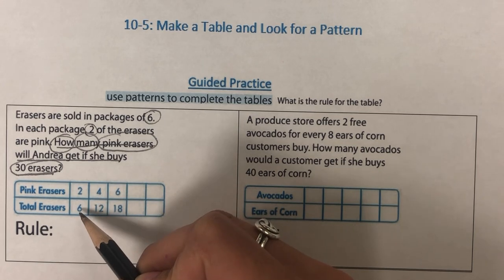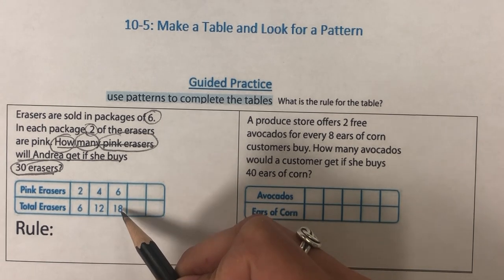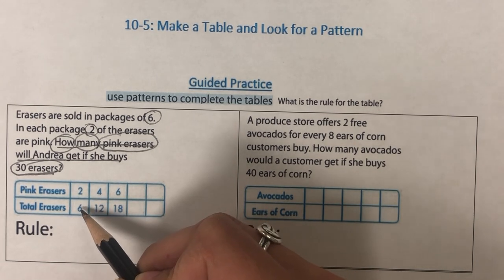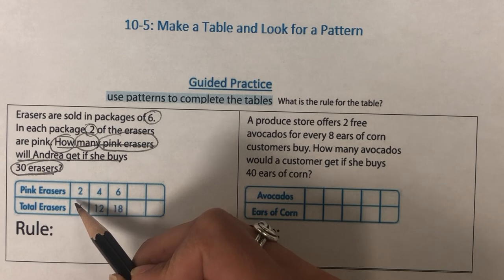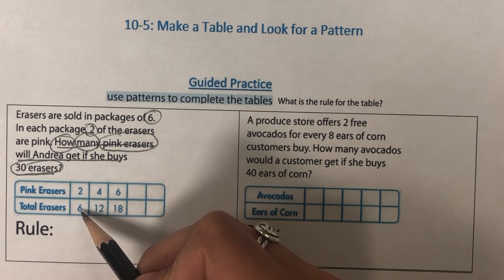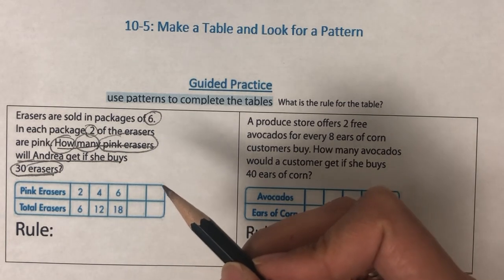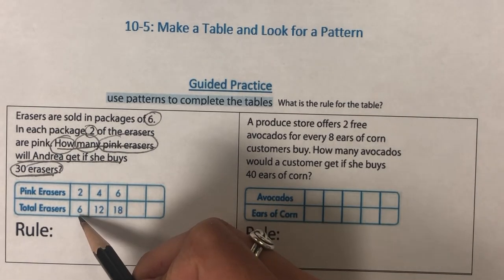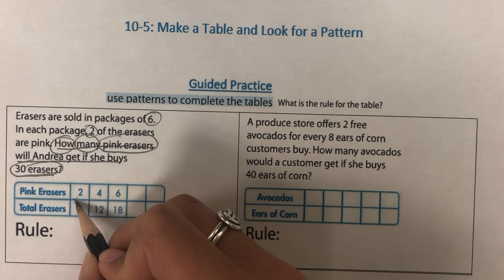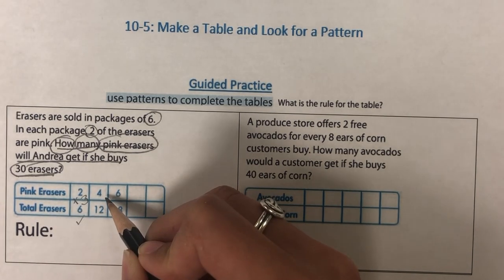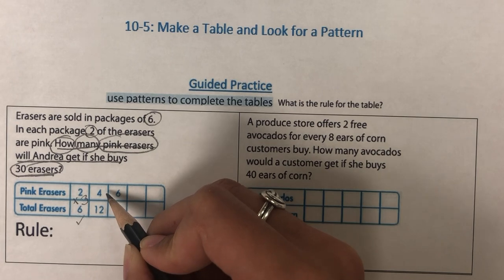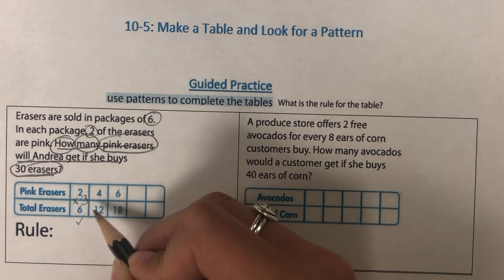So 2 to 6, 4 to 12, 6 to 18. We notice that our numbers are increasing, right? They're getting larger. 2 times what or 2 plus what is going to get us to 6? Well, 2 times 3 equals 6. I know that multiplication fact. It works with 6. Let's see if it works with the next set of numbers, 4 and 12.